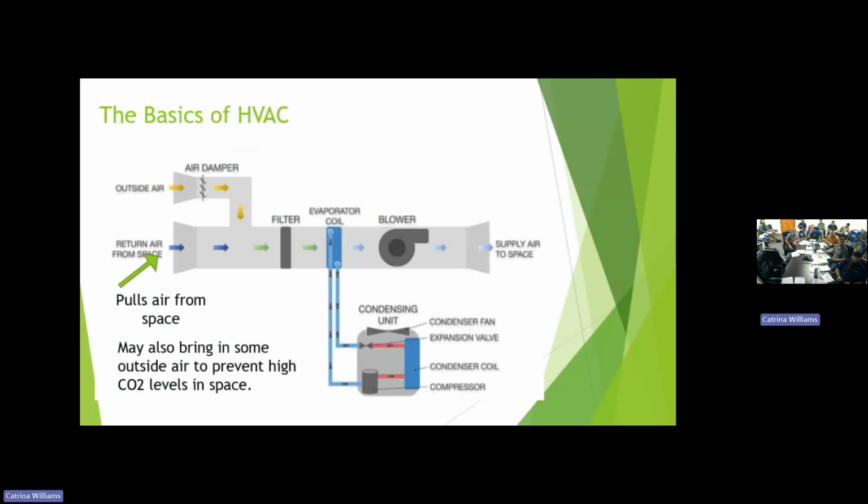Then we might also bring in some outside air because of the CO2 levels of the space. That has to be taken into account with our people load. The more people we have, the more CO2 we have to be able to offset. So you might have outside dampers, and we're bringing in a controlled amount of outside air to mix with the return air, enough to offset the CO2 that we're concerned about. With a high people load, this is almost a must.